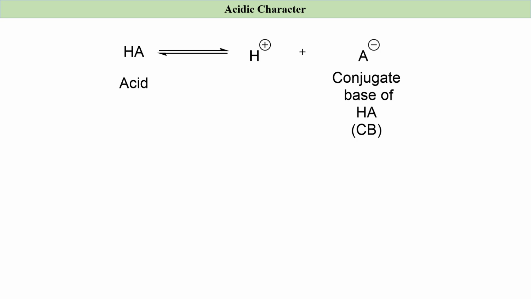What is basically the acidic character? Suppose we take an acid HA, and there are three acid-base concepts: Arrhenius theory, Lowry-Bronsted acid-base theory, and Lewis acid-base theory. I'm not going to discuss them in detail, but according to Arrhenius and Lowry-Bronsted theory, the acid which donates or releases H plus is called an acid. Here also HA is releasing an H plus, so it's definitely an acid.